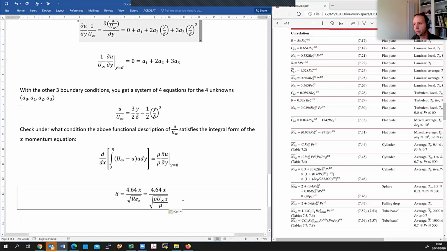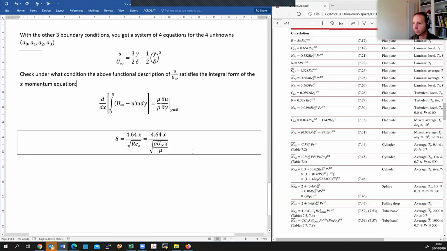You'll find that the only unknown in your solution will be delta as a function of u infinite, rho, mu, and x. So rho and mu are obviously there, and we see them appearing here. U infinite is there, so the solution will depend on the free stream velocity. And after that, you end up with your x appearing because of the derivative with respect to x. So when you integrate with respect to x, you end up with x appearing in your solution.